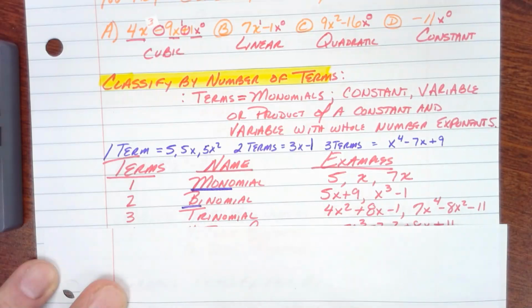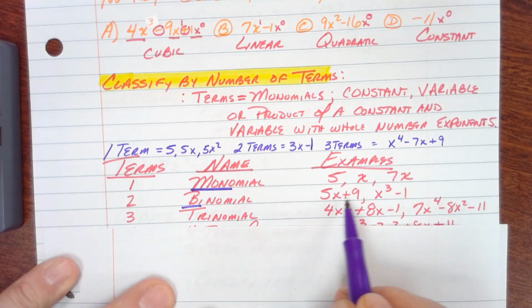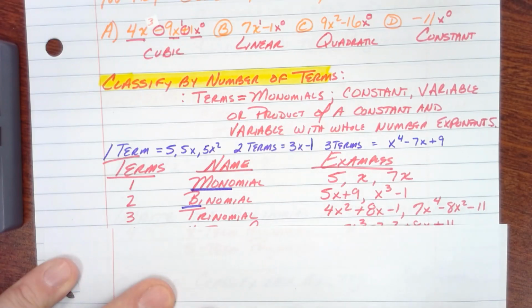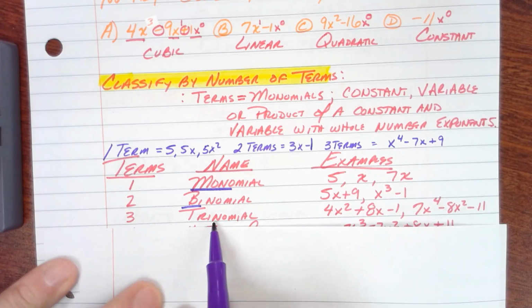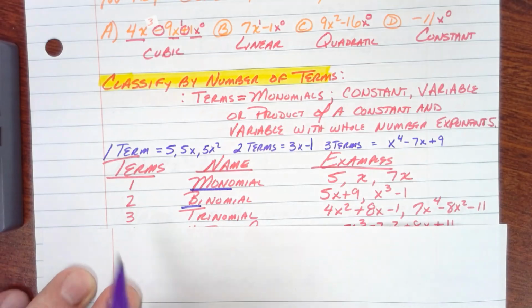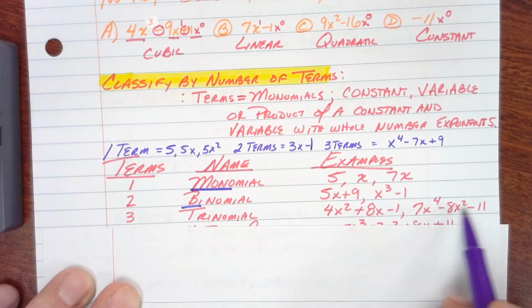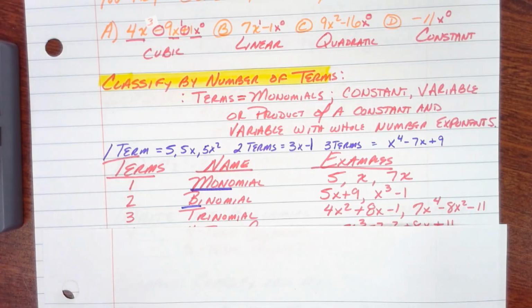The binomial has two terms, like bicycle, meaning two. Two terms, separated by an addition sign here, separated by a subtraction sign over there. Trinomial, triangle, tricycle, meaning three terms. Again, separated by addition and subtraction signs here, and two subtraction signs over here. Classifying by the number of terms.